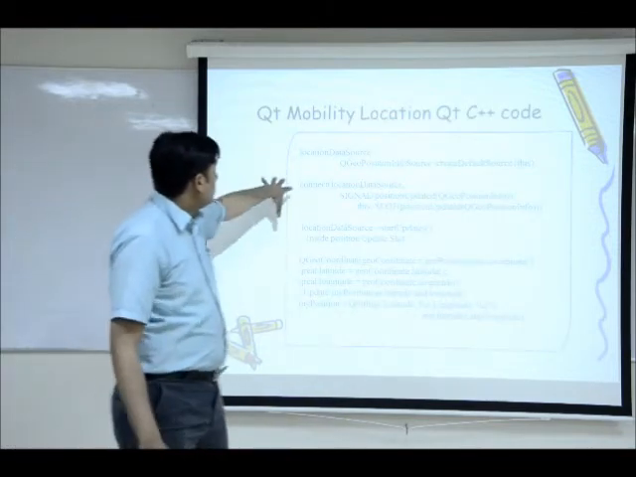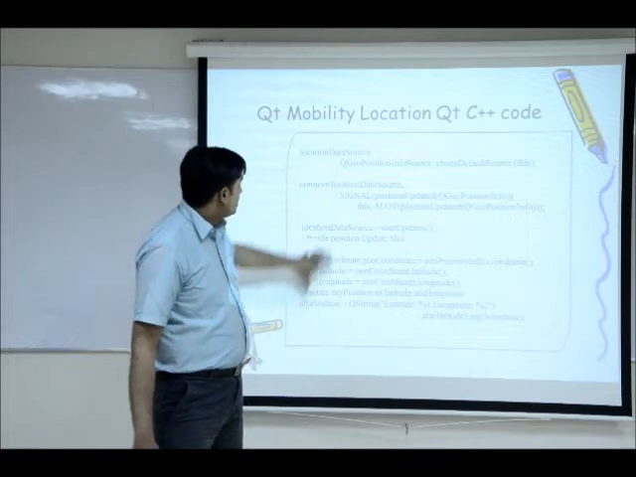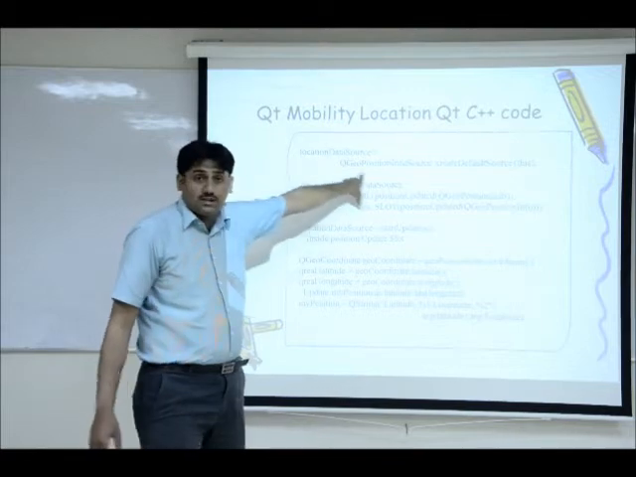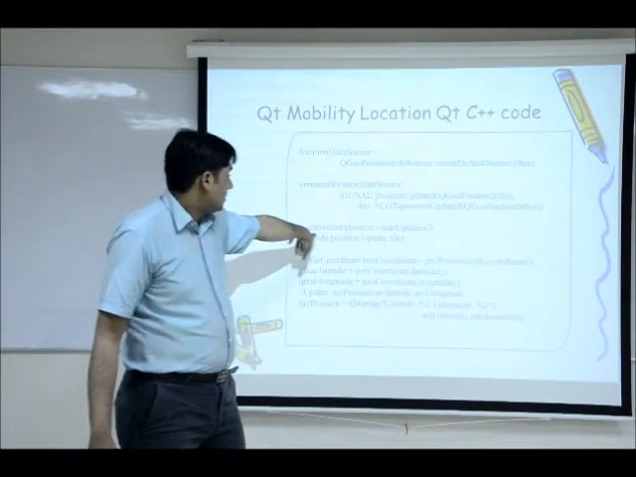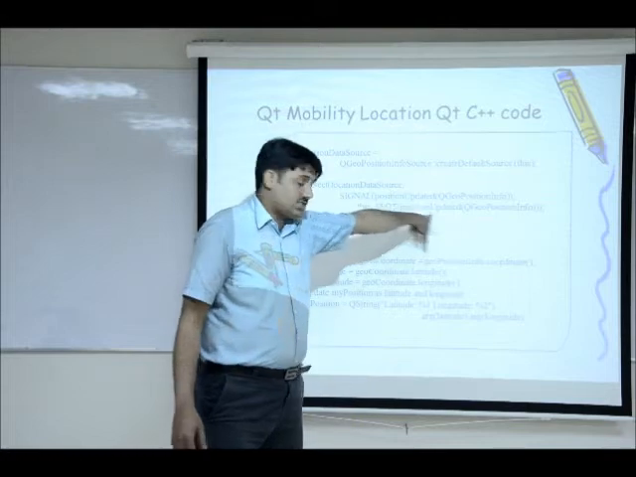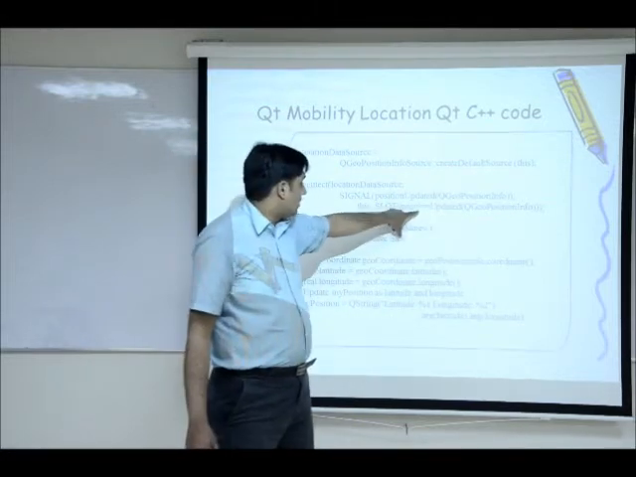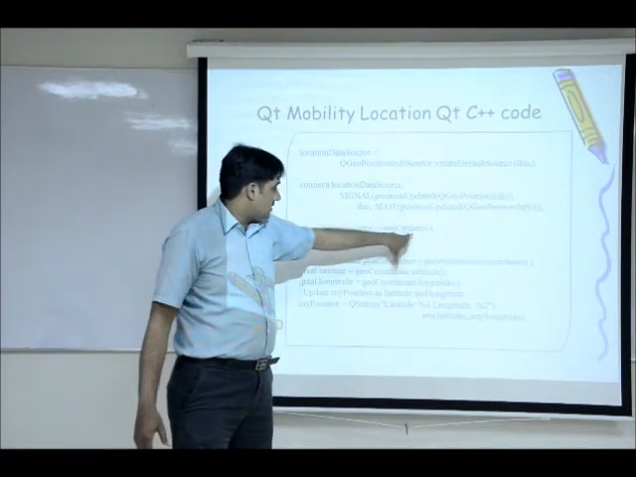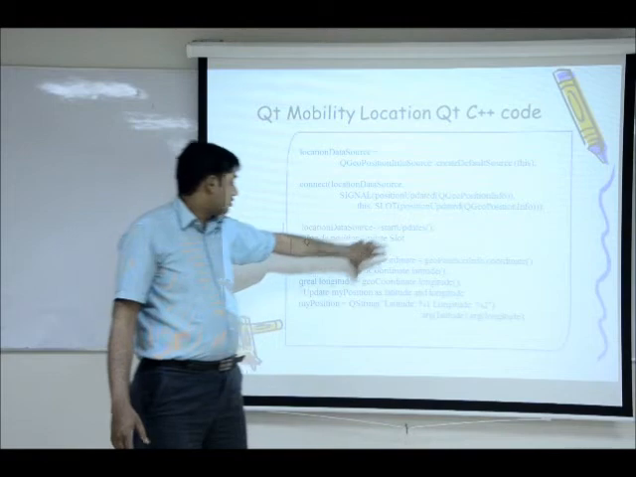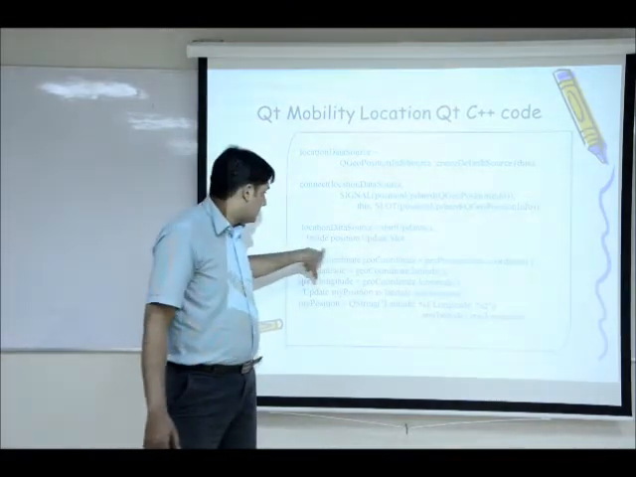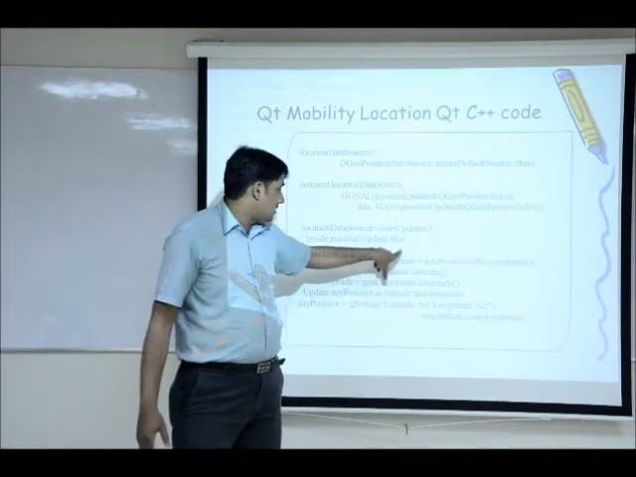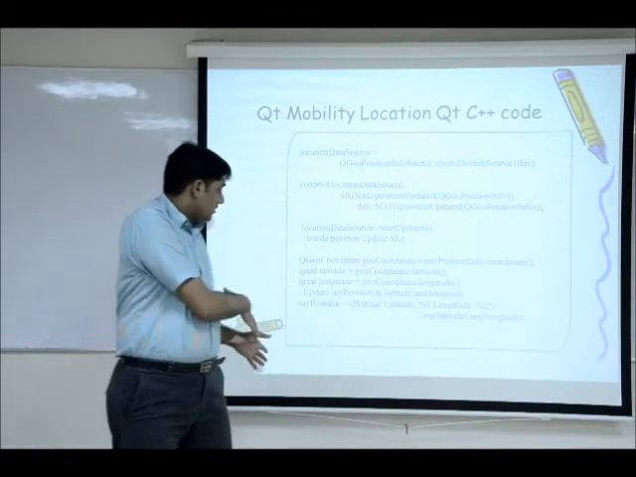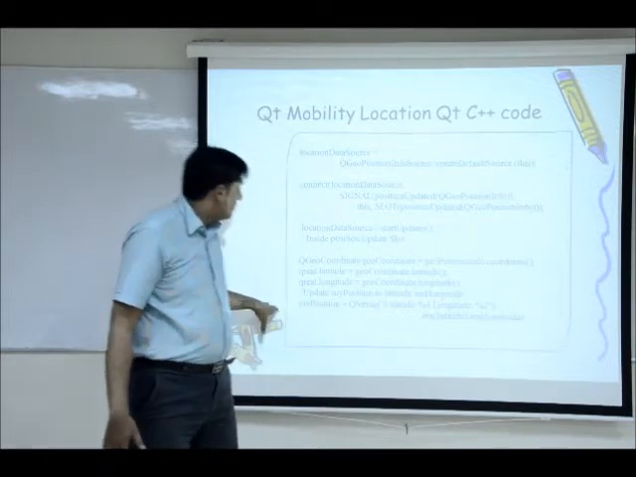Okay, this is the Qt C++ code. Here you can see the location data. You have created a location data source, and you have connected the signal, and it will call a position updated slot. And I have started the update by calling start updates from the Qt mobility API. Whenever the position update method is called, you can see here I am getting the longitude and latitude and assigning them to a string.